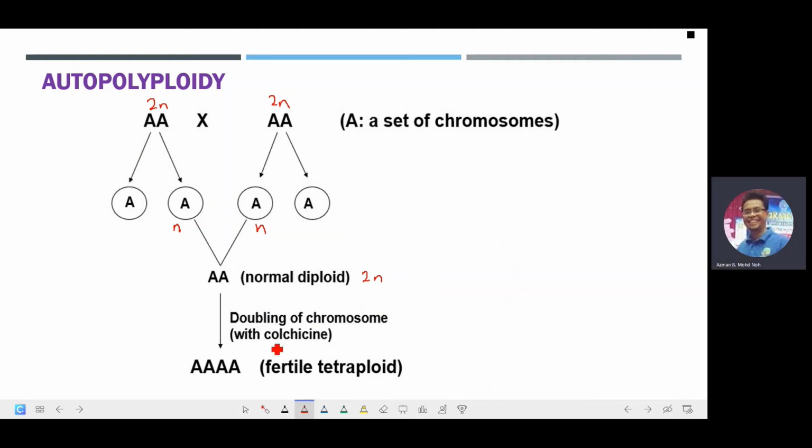However, with the use of colchicine, the doubling of chromosomes will occur, in which all the chromosomes will be duplicated, and as a result, a tetraploid will be produced, in which there will be 4 sets of chromosomes for this particular type of individual. So this will be a 4N individual, and this tetraploid is also fertile. Why? Because there will be enough homologous pairs for the chromosomes.